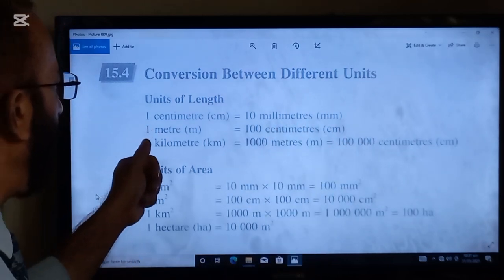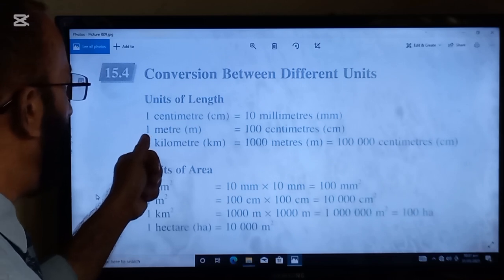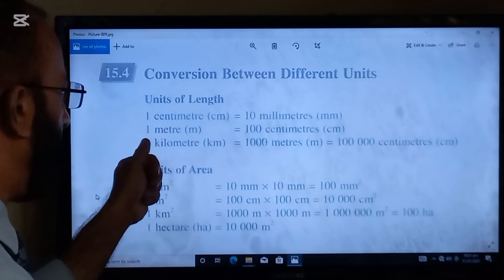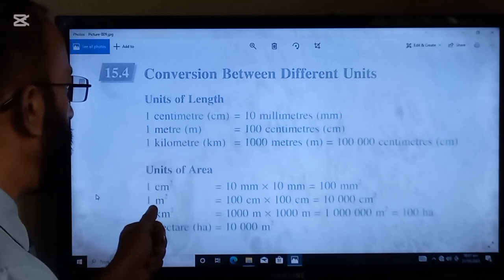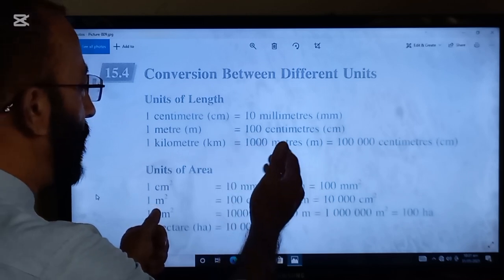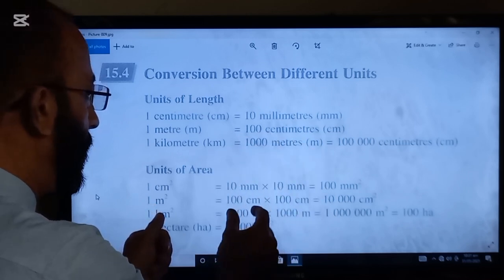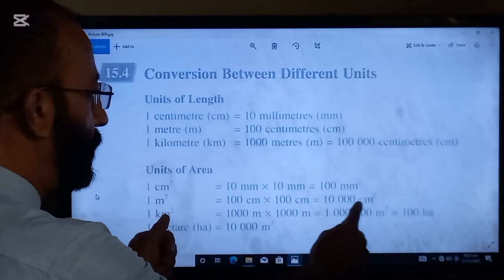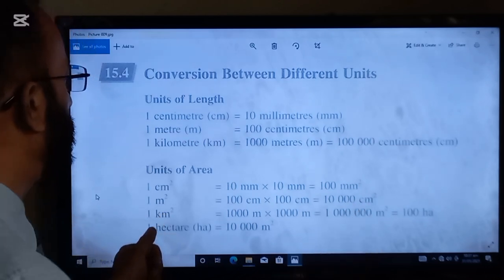Likewise, if we take the square of the left side, that will be 1 meter square, because 1 squared is 1 and meter square stays meter square. So we have to take the square of the right side as well. So 100 into 100 centimeter square will be the answer.